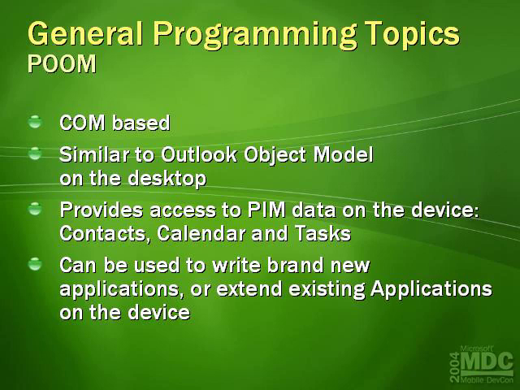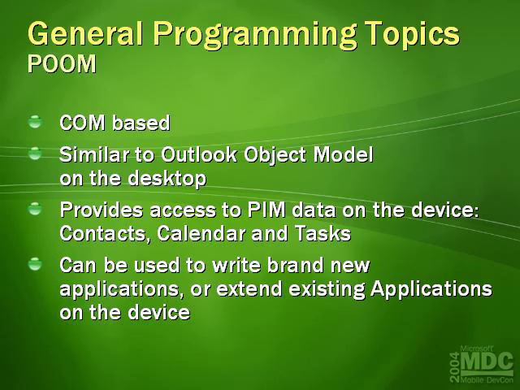Now, the Pocket Outlook object model is a COM-based Outlook object model that you can use to manipulate the PIM types on the device: calendar, contacts, and tasks. It's similar to the Outlook object model on the desktop, so those of you who have created solutions using desktop Outlook should find this quite familiar. It can be used to extend applications, as we've just seen using menu extensions, and you can also create new applications from scratch.